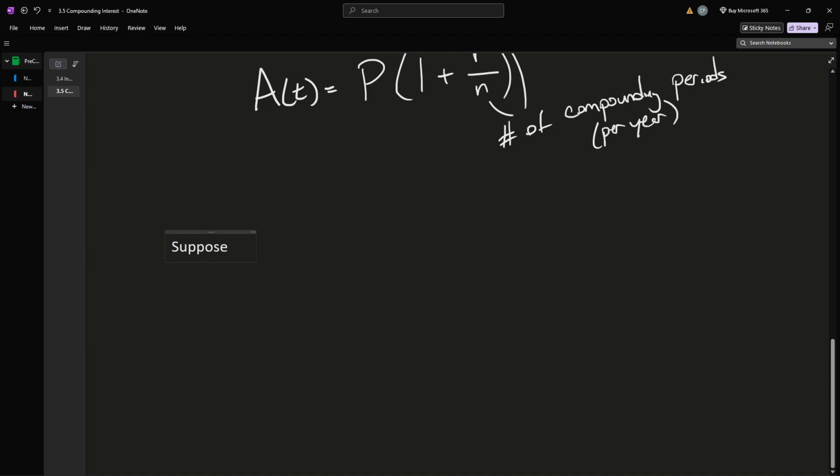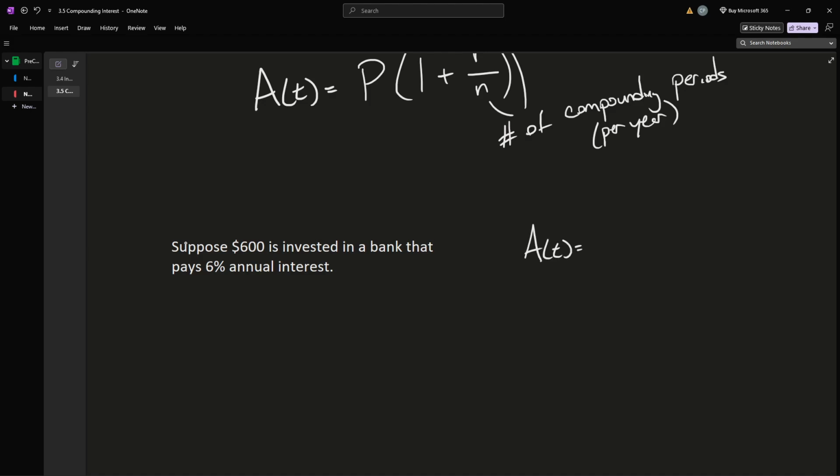Suppose $600 is invested in a bank that pays 6% annual interest. Reading over this once again, suppose $600, that seems like my P. We're investing $600. So I have my formula. I'm going to rewrite my entire thing. I see this, probably my P. I'm investing that much.